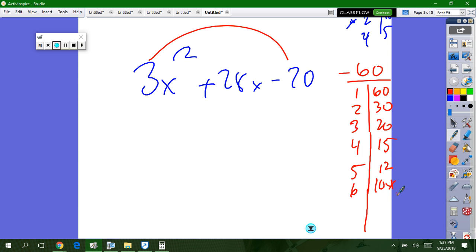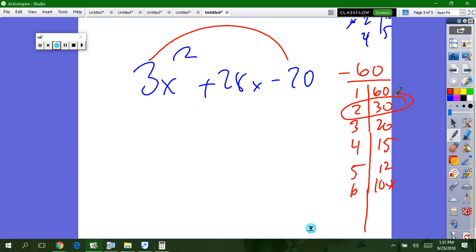Now, negative 60. How do I get to a negative 60? One has to be a positive and one has to be a negative, right? Now, if you'll notice, though, we're looking for factors of 60 that subtract to be 28. Which pair subtracts to be 28? 2 and 30, right?